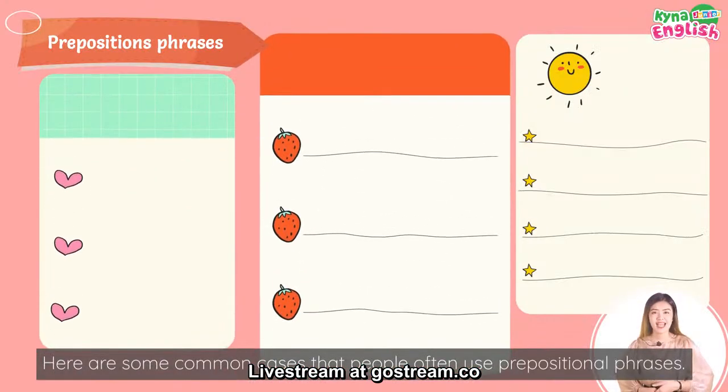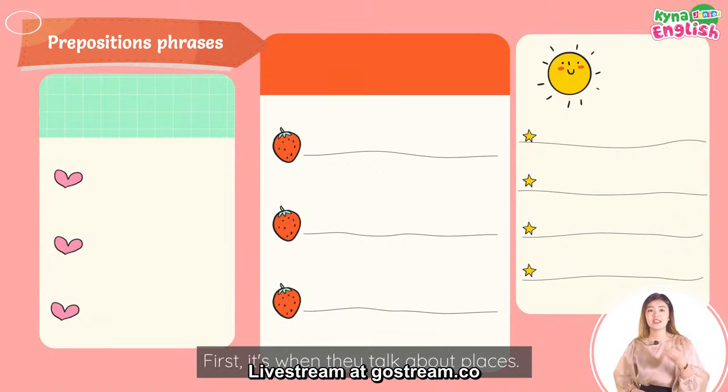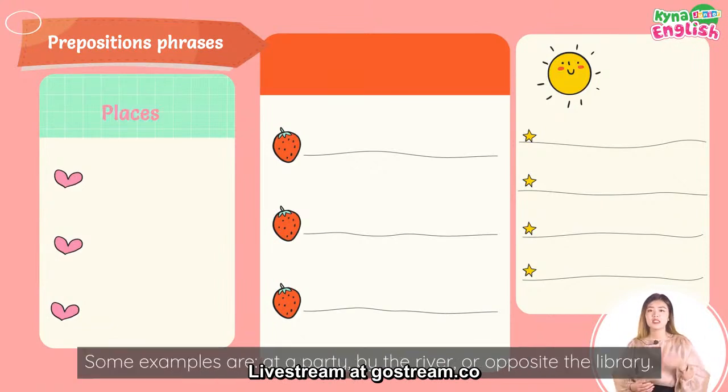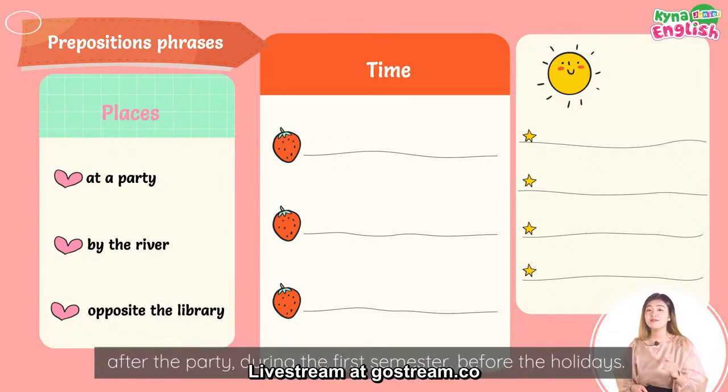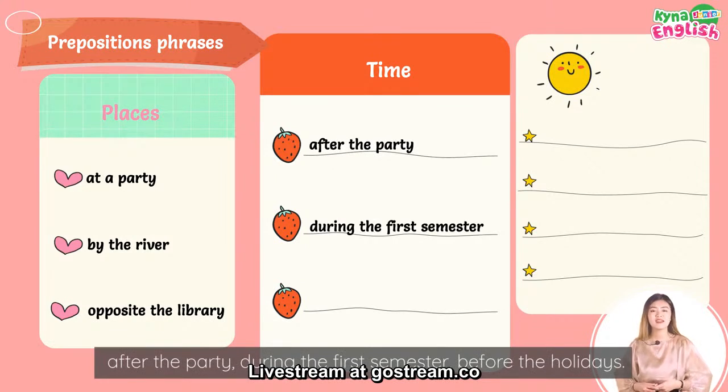Here are some common cases that people often use prepositional phrases. First, is when they talk about places. Some examples are at a party, by the river, or opposite the library. Or here are some examples of using prepositional phrases to talk about time. After the party, during the first semester, or before the holidays.